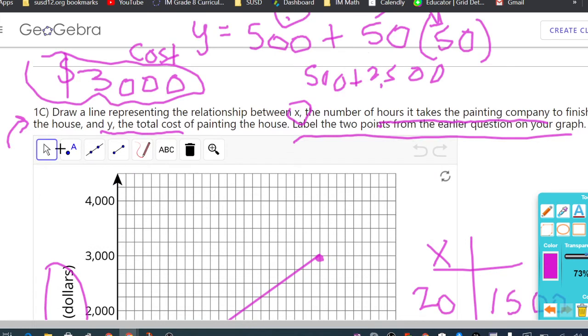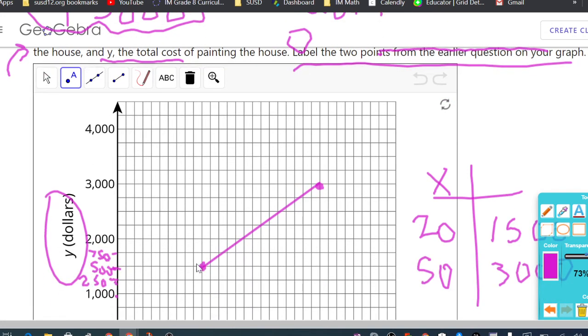I think I will. Let me put the points using GeoGebra instead of my drawing tool. So your points are going to look like this. You'll have a point right here and a point right here. And you need to connect them with a line. Ding! Okay, we did it.